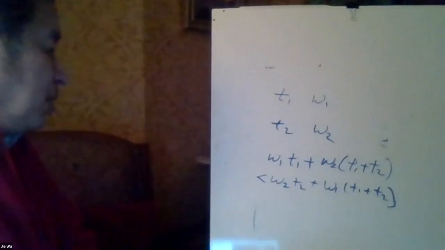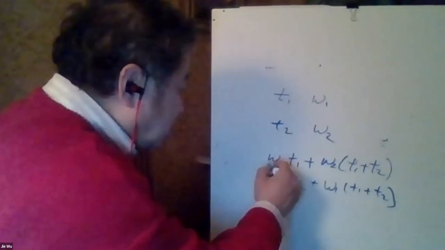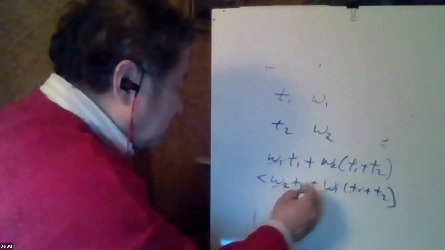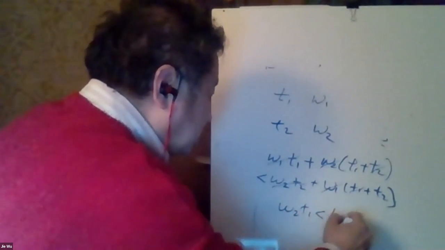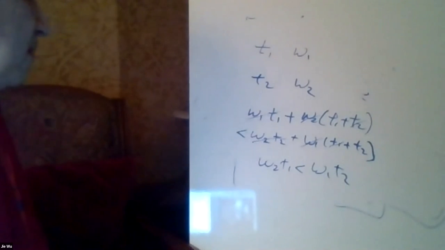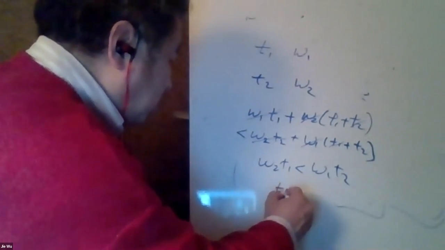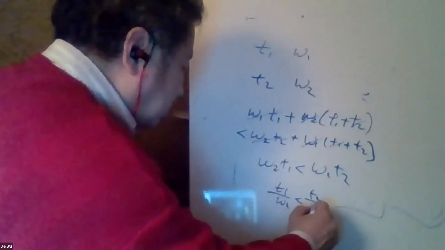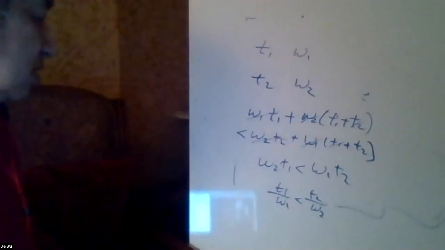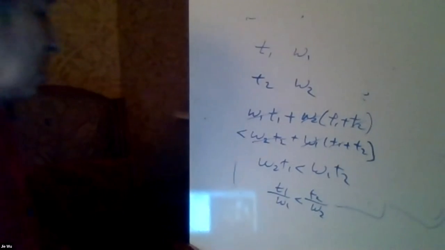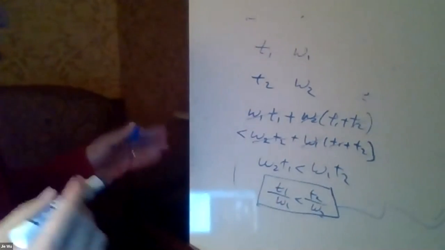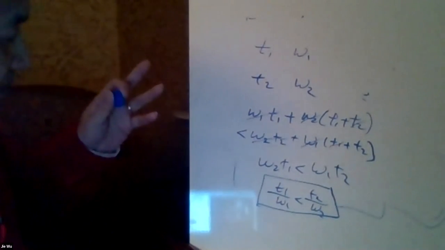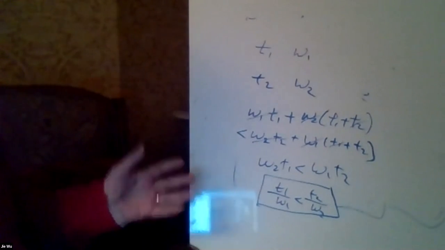Then you do a very simple manipulation. You see that's a common term, so this term can be eliminated with this, and this term can be eliminated with this and this. What's left over is W2 T1 less than W1 T2. Can you see that? Then you can put things aside and get T1 divided by W1 less than T2 divided by W2, or whatever the order. So that's the key. This is the ratio. Based on this ratio, at least for two jobs, this is the best schedule. Look at the ratio, whichever ratio is smaller, they should schedule.